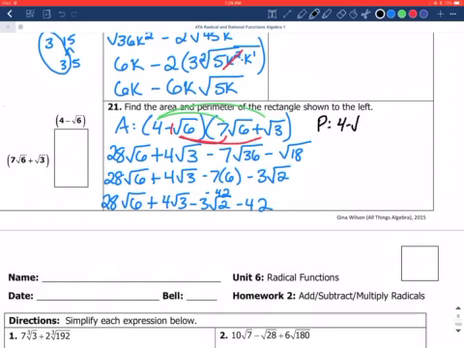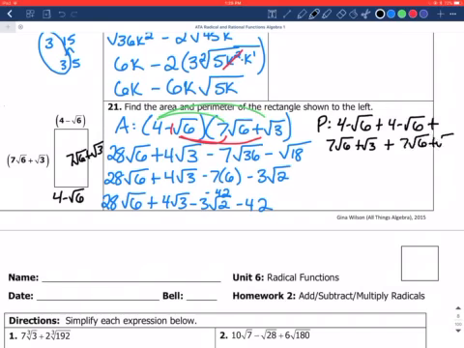Perimeter. So now we're just going to add everything up. Obviously we need to have 2 of these all the way around. So we're going to add that together by itself, and then we'll add the other 2 together as well. It's ugly, but it doesn't mean it's wrong. So that will be 8 minus 2 square roots of 6, and then plus 14 square roots of 6 plus 2 square roots of 3.